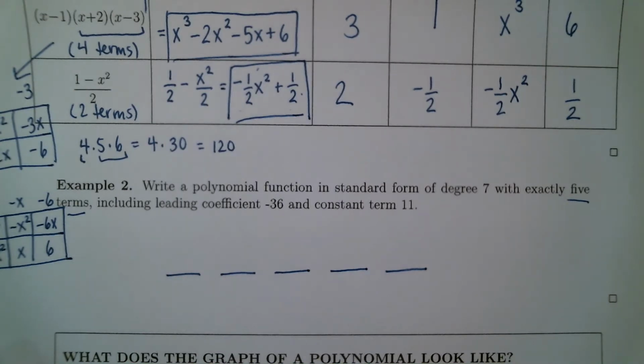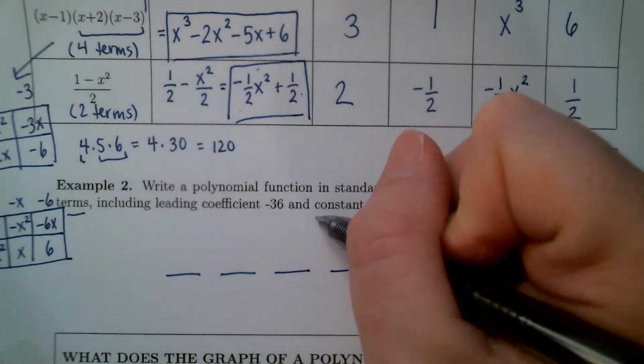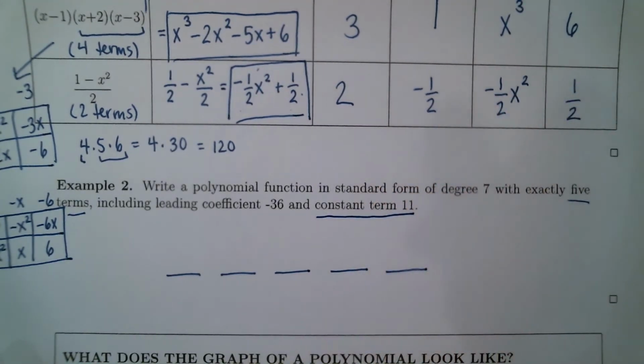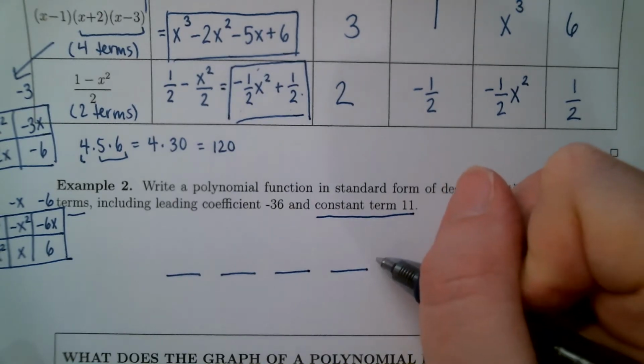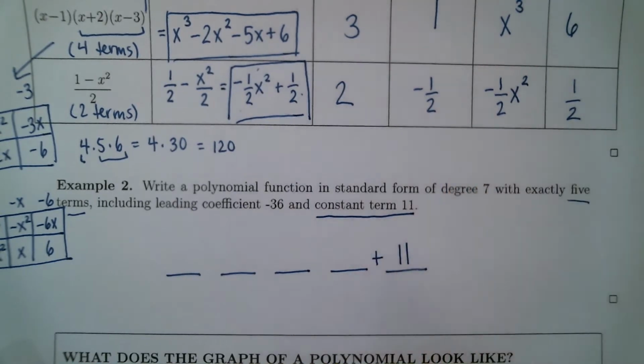So what do we know? We know that the constant term is 11. Constant term, remember, is just the number at the end. And remember, you've got to write it in standard form, so the constant term has to be at the end. So we're going to have plus 11. That's got to go there.